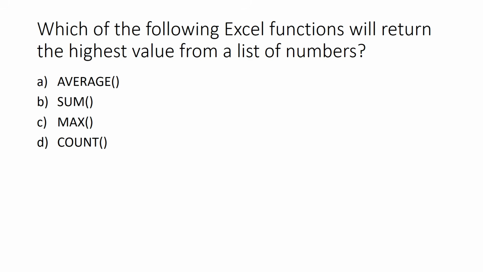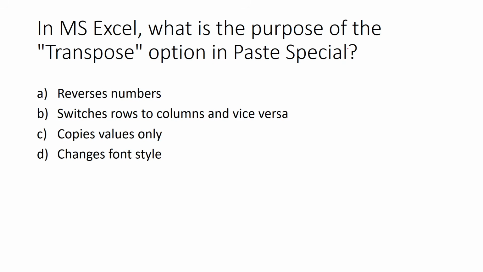Next, which of the following Excel functions will return the highest value from a list of numbers? To find the highest value we use the MAX function, and to return the minimum value we use the MIN function. Okay, in MS Excel, what is the purpose of the transpose option in paste special? Transpose means converting columns to rows and rows to columns, switching rows to columns and vice versa.